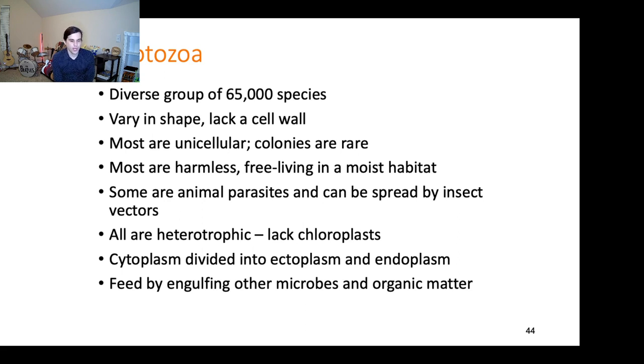Every single one of these guys is heterotrophic. They cannot make their own energy. They don't have chloroplast. Some of them have non-functional chloroplast, which is really weird. So interesting little things, these guys. They don't have real chloroplast. They're non-functional chloroplasts. So very strange things that these organisms have and that they do.